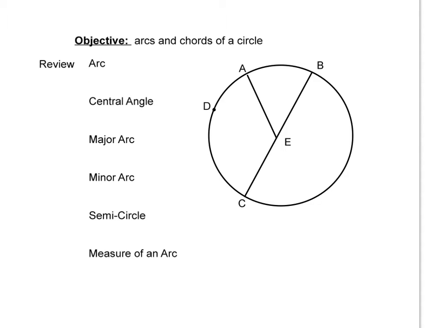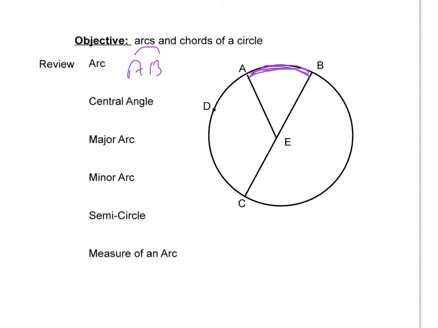A couple words you need to know, just a quick review. Arc length is a piece of the circumference of the circle. So this would be arc AB right here. It's actually a minor arc, we'll talk about that in a minute. We would write this as arc AB with a little arc symbol above.